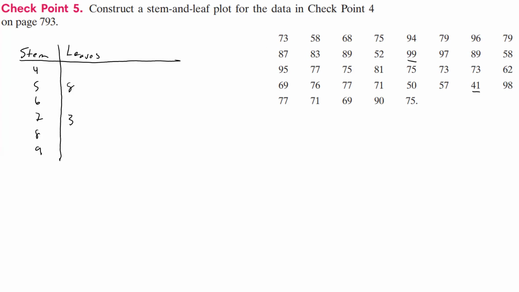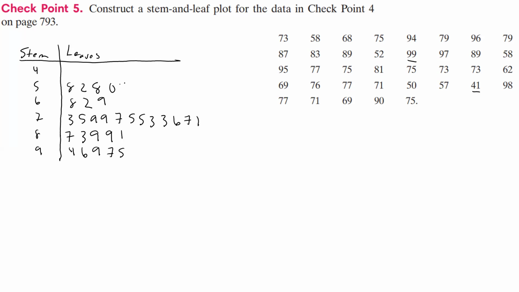So 73, 58, 68, 75, 94, 79, 96, 79, 87, 83, 89, 52, 99, 97, 89, 58, 95, 77, 75, 81, 75, 73, 73, 62, then 69, 76, 77, 71, 50, 57, 41, 98, 77, 71, 69, 90, and 75. That's the quick way of doing it.